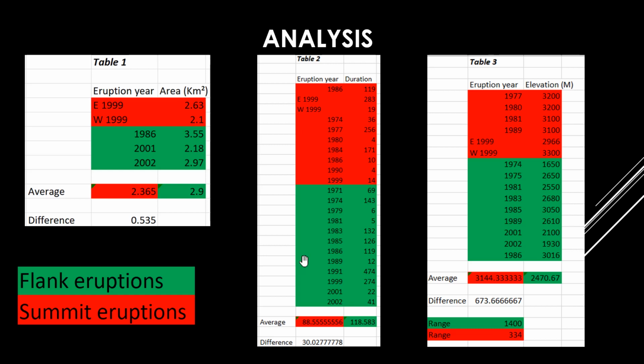Overall, to conclude this data, summit eruptions occur higher for less time than the more effusive, longer-lived flank eruptions. Furthermore, spatially, in X, Y, and Z, flank eruptions are more likely to occur over a wide range of areas, while summit eruptions are confined to the summit craters.